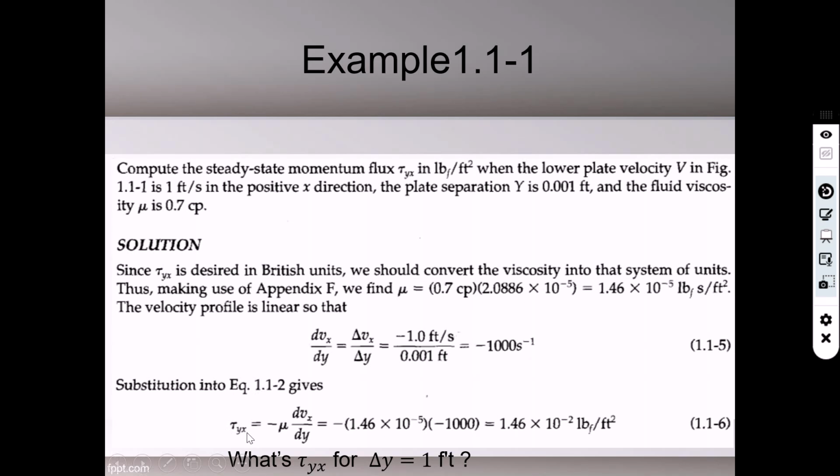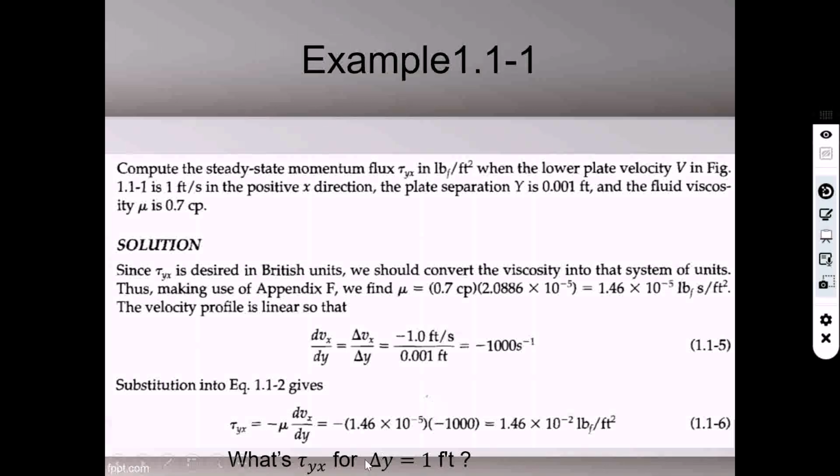force should be in the x direction because the shear stress, the index of the shear stress is tau yx, so it's acting on the plane perpendicular to y vector, but the force direction is in x direction. All right.